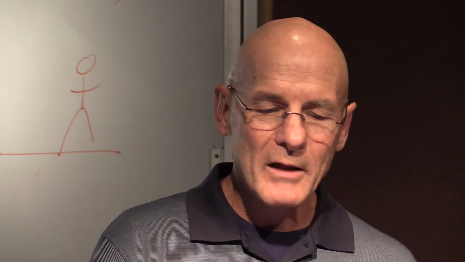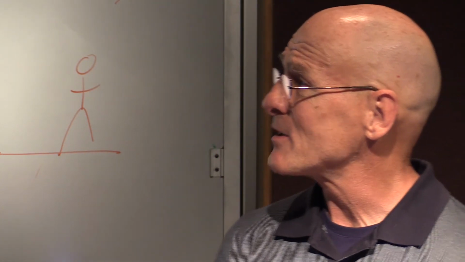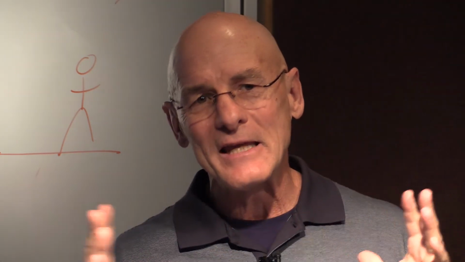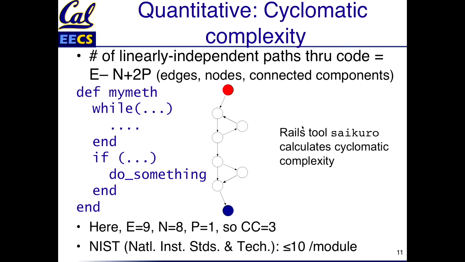But the most well-known quantitative measure is called cyclomatic complexity. And the idea is to try and figure out how many independent paths there are through a method, because that will tell you something about what you have to do for test coverage. You have to cover all those paths. And so again, somebody, and this guy, his name's Charles McCabe.